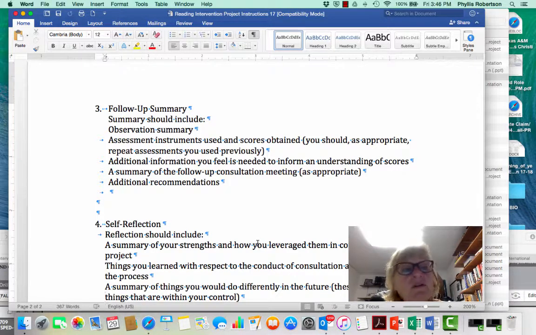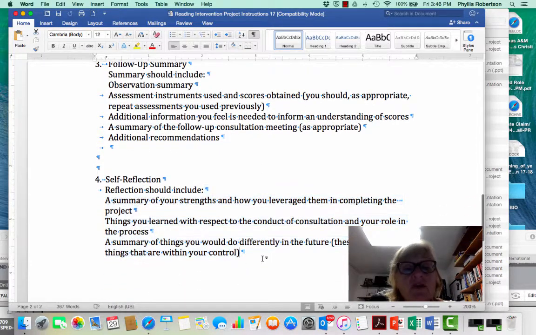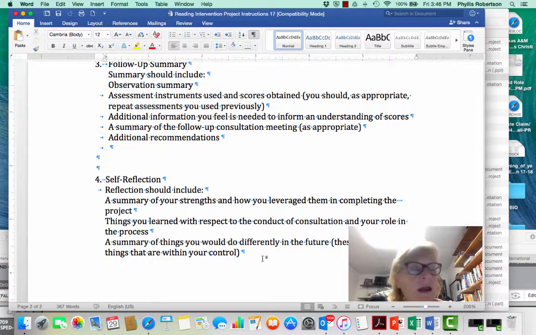And the last thing I want you to do is give some recommendations. So if you were to continue working with this student, what would you work on and why? And then the very last thing you're going to do is a self-reflection in terms of your strength and how you leverage them to complete the project, the things you learned, either with respect to the conduct of consultation or with your role in the process, and things you might do differently in the future. So I'm really just wanting you to think back about it. Think about what you learned about assessing and intervention, what was effective, and what you might change in the future.